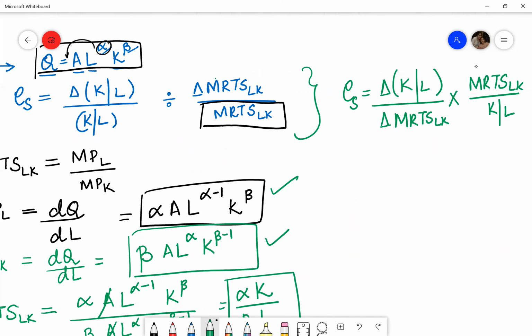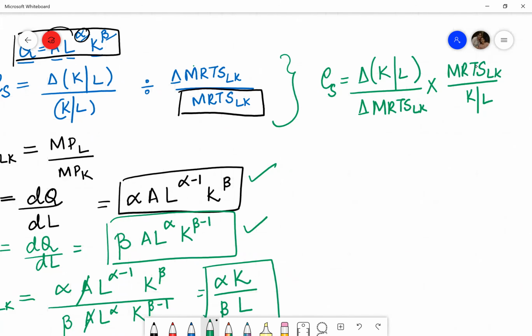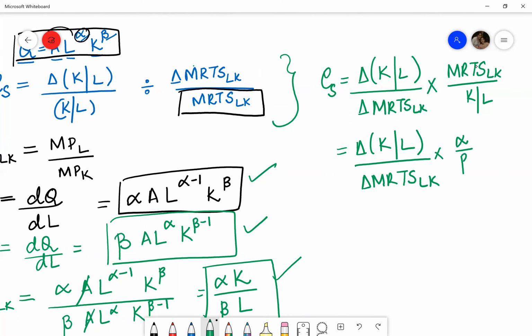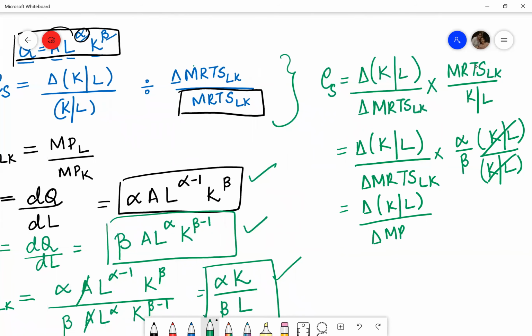Okay, so in this case, we substitute the value of MRTS which we've got here in this function, that is your change in K by L by change in MRTSLK multiplied by your alpha by beta into K by L, the whole divided by K by L. So this and this gets cancelled and we get change in K by L divided by change in MRTSLK multiplied by alpha over beta, right?